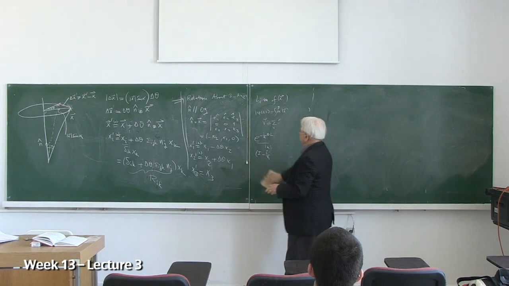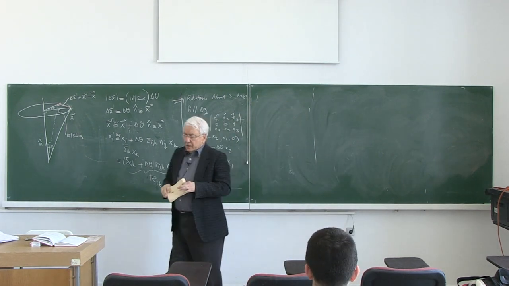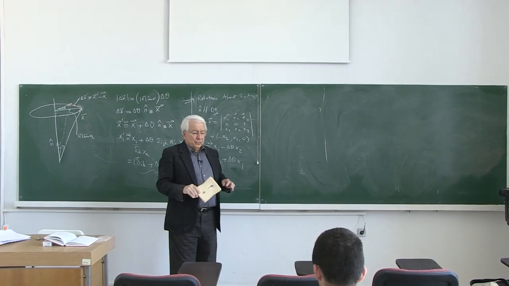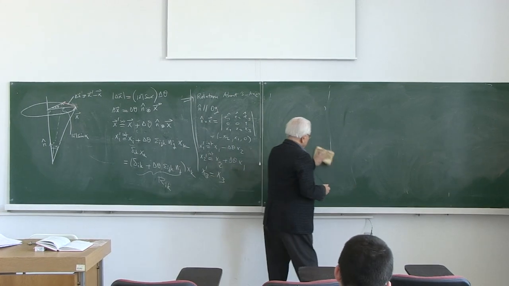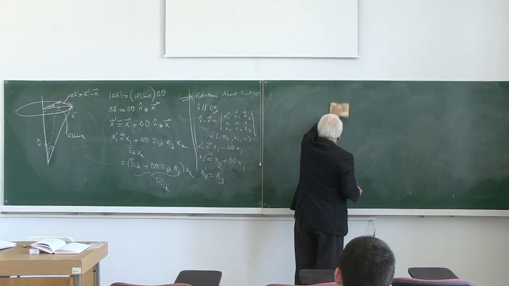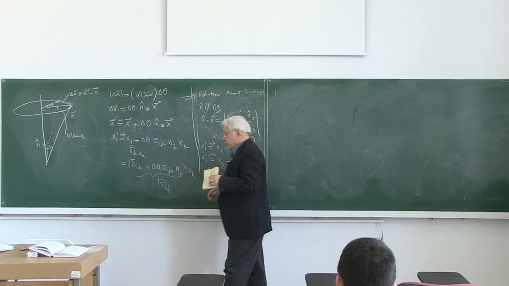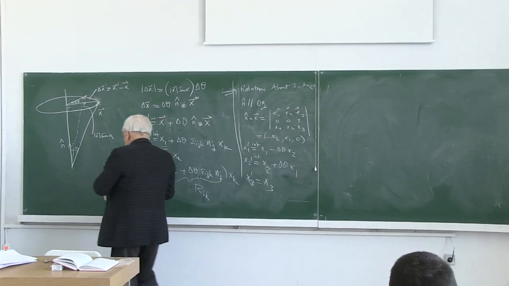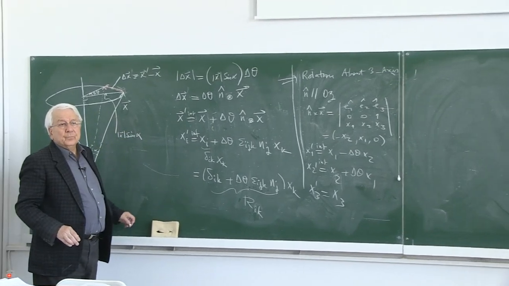Okay, so we have seen that orbital angular momentum is the generator of the space rotations. Now let's work out the commutation relations among the different components of the angular momentum operator.